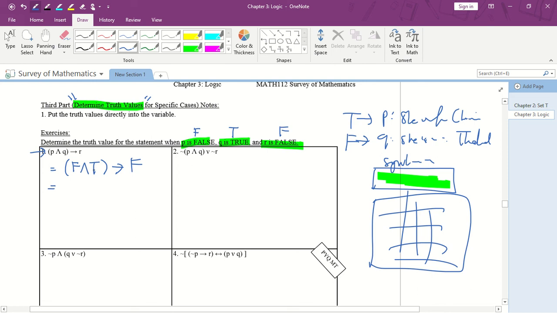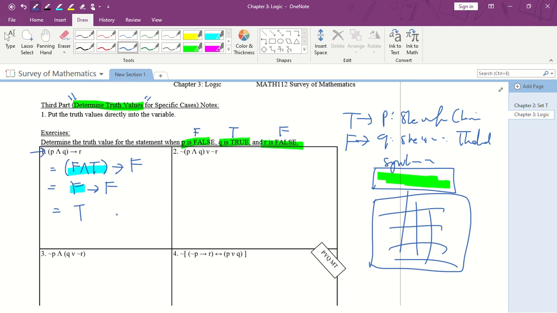False and true. False and true becomes what? Remember, conjunction says that only both true can make it true. So false and true here, of course, we make it false. And this whole thing here becomes false, and what's left over is the conditional. So F to F. Remember, for a conditional, only true to false can make it false, or else all the others are true. So false to false will make it true. And that's it. Okay, that's for the first question.